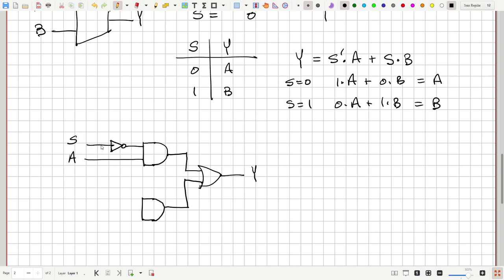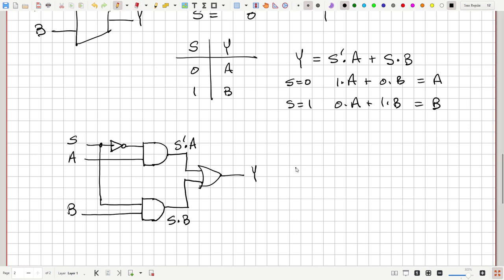Okay, so we need to take this S signal off, take it down here, and put it in as one of the inputs there, and then also have B. So this output right here is not S and A, and this output of this AND gate is S and B. Of course, then you OR those together to get your output Y.